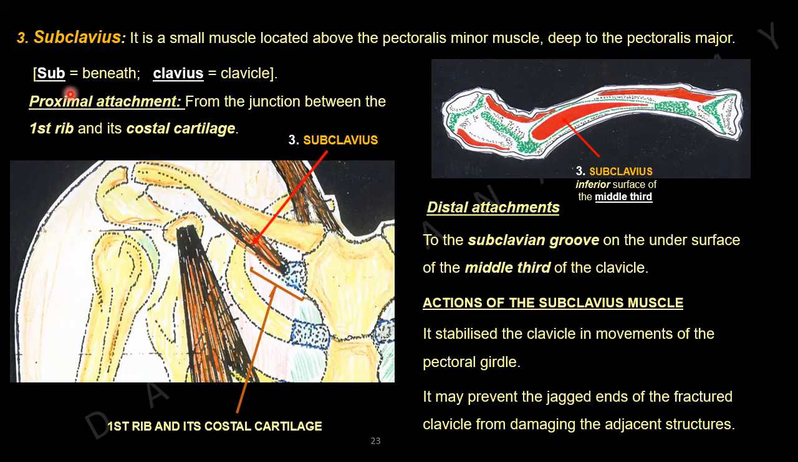Actions of the subclavius muscle. It stabilizes the clavicle in movements of the pectoral girdle. It may prevent the jagged ends of a fractured clavicle from damaging the adjacent structures.